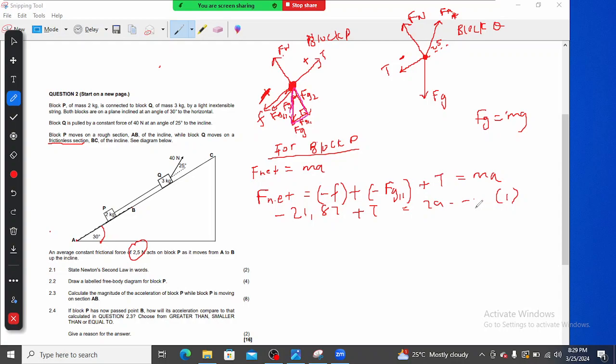Now let's go to block Q, right? So for block Q, we also have to consider the forces that are acting parallel to the surface, right? So you also have to break the weight into components, and you also have to break the applied force into components, right? Because you can see that this weight would also break into Fg perpendicular and Fg parallel, which is the same thing, right? So we have Fg parallel also here.